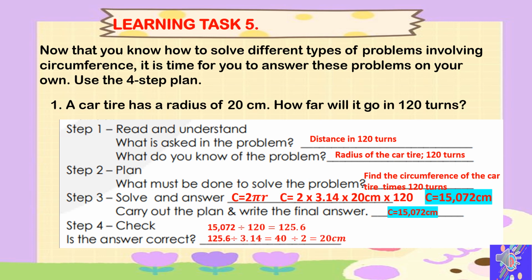Okay, so if we are going to check the answer, whether it is correct, circumference divided by 120 turns. So, our circumference is 15,072. Divided by 120, you will get 125.6. And 125.6 divided by 3.14, which is our pi, the answer will be 40. And then, the radius is 20 centimeters. So, we have to divide 40 by 2, so the answer is 20 centimeters. Okay.